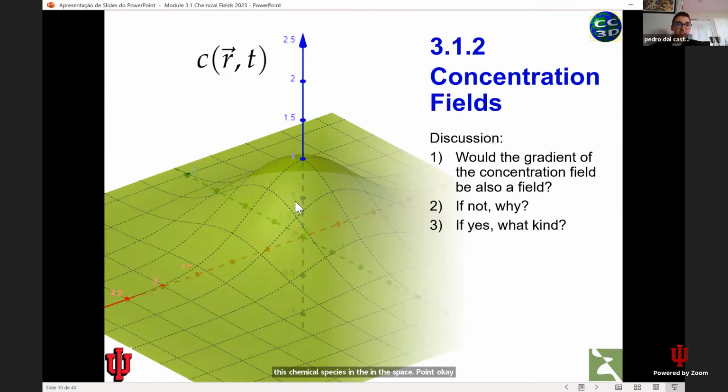And another discussion for us. What would the gradient of the concentration field be? Would it be a field as well? Which type of field would it be? Is it a field, Steven? Let's start from the most basic question. Is the gradient a field? Yes. Why is it a field?